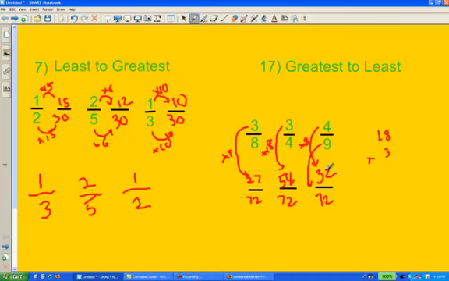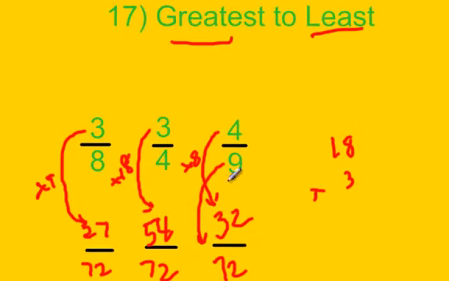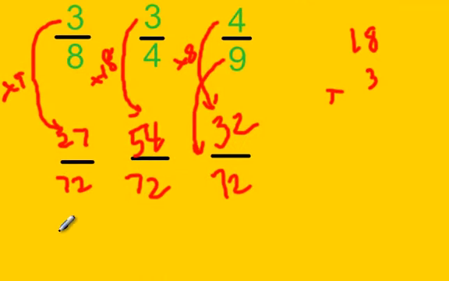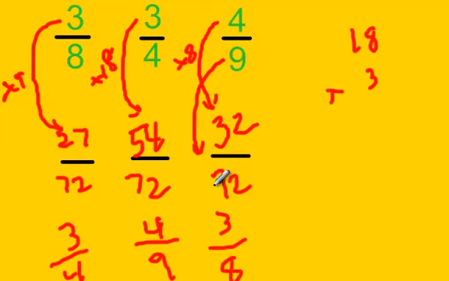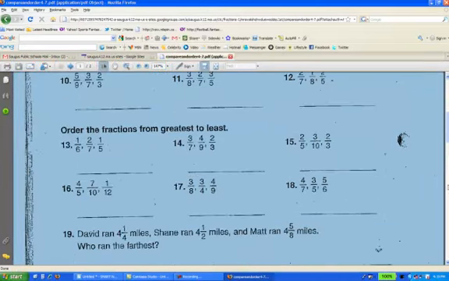And these are really easy to compare now. 27 is my lowest numerator, but look here, greatest to least. So I'm actually going to put that one last. The first one I'm going to put is the 54 over 72, which is 3/4. I'll put that first. And then the second one is actually going to be 4/9. That's the one in the middle, because that one is second biggest. And then the smallest is 27 over 72, so I'm going to put 3/8 as my third one. And this right here was right off your homework. It was problem number 17.